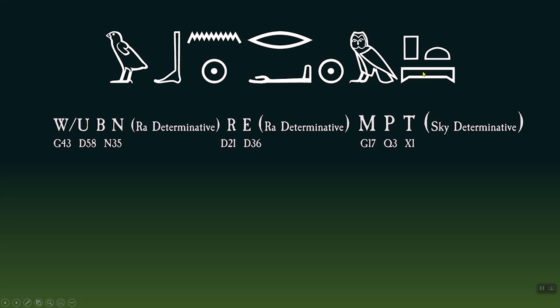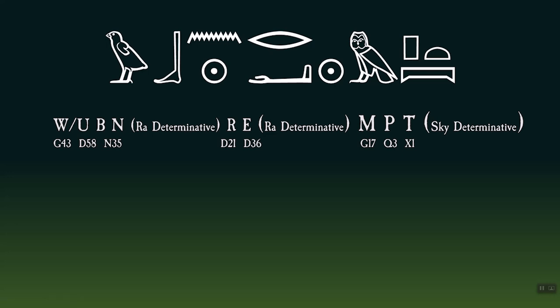Now you notice this word right here, P and T, we've also seen this word earlier. This is pet. This means sky. Now the owl here is sitting in between Ra and pet. So this must mean in or of or from. So really, we can break this down. We can take a stab at translating this now.